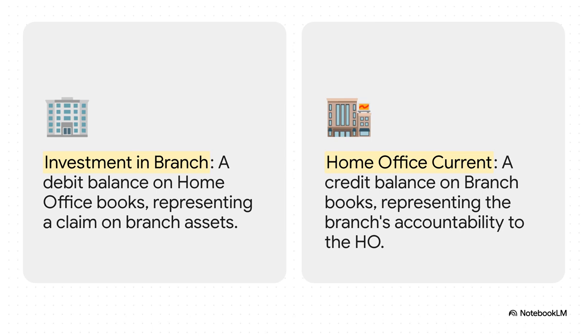Now flip over to the right side, the branch's books. You see home office current. It has a normal credit balance, representing the branch's accountability, or its equity, that belongs to the home office. One is a claim, the other is an accountability, a perfect mirror image.